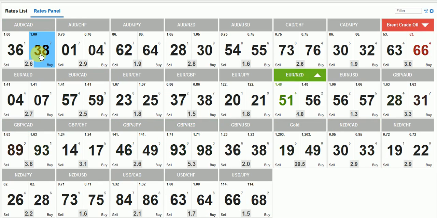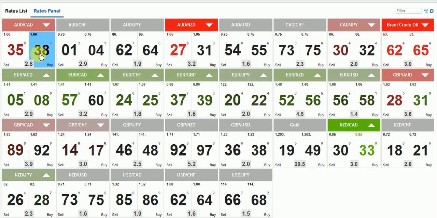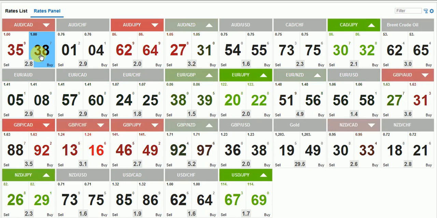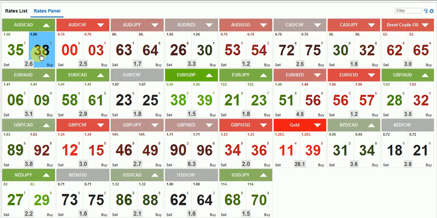Spreads can fluctuate quite rapidly. You generally find that the Euro USD, the GBP USD, the USD JPY have the lowest spreads because there's a lot of liquidity in those markets, and it's quite easy for the broker to match up your buy with somebody selling and vice versa.